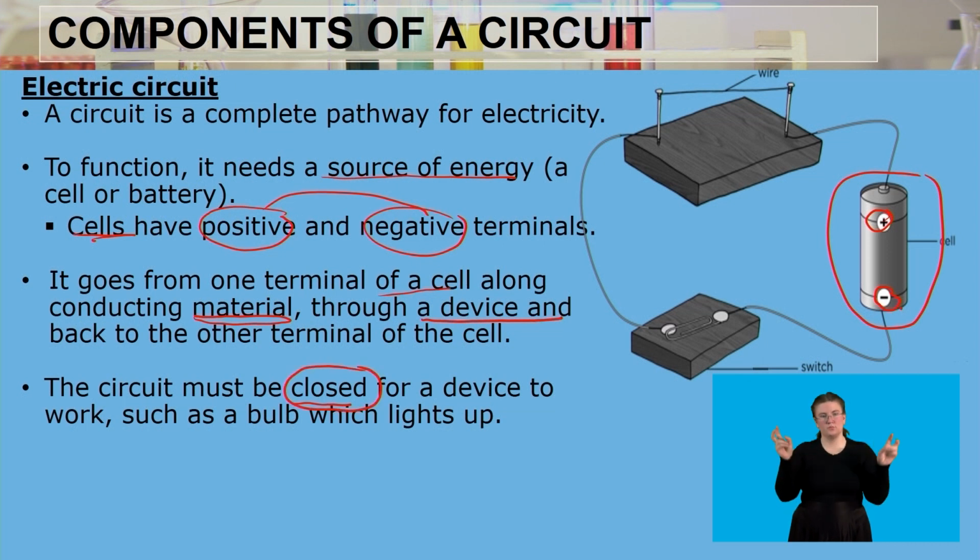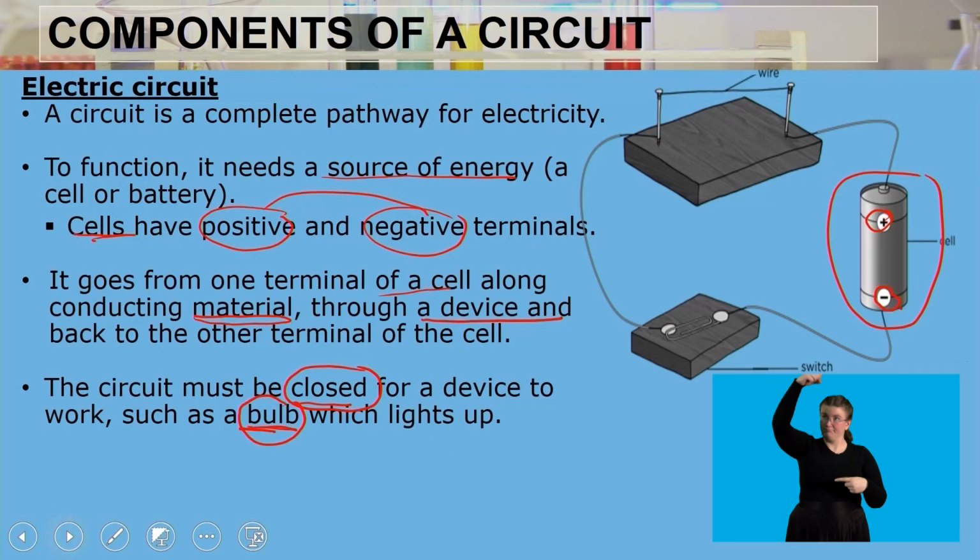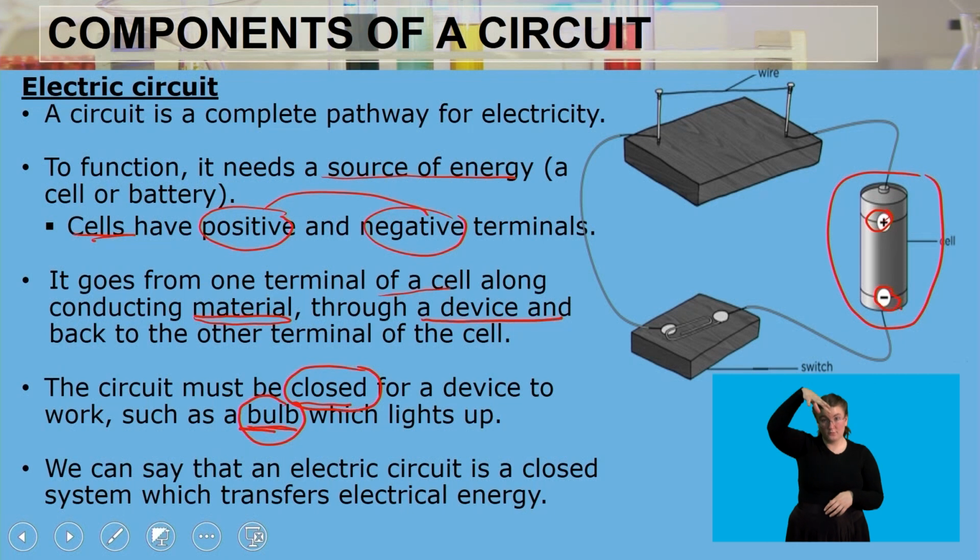We also need to know what we mean by a closed circuit, and also whether a circuit can be open. The circuit must be closed for a device to work, such as a bulb which lights up. One of the devices that this electric current passes through is your bulb. For us to know that electric current has passed through this bulb, the bulb is going to light up. So if it lights up, then we can clearly say that electric current did indeed pass through this particular device. So we can say that an electric circuit is a closed system which transfers electrical energy.